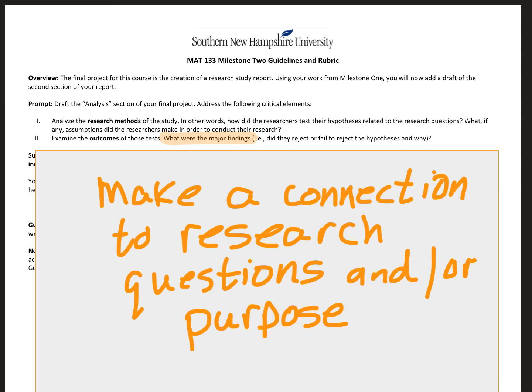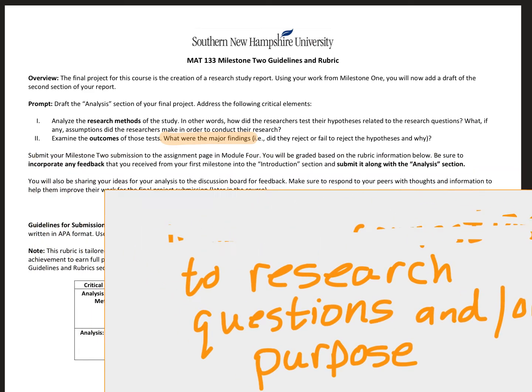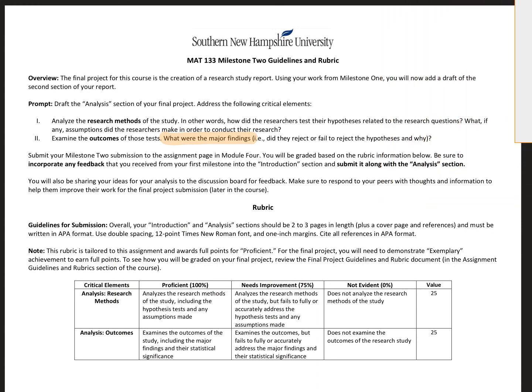So make a specific connection in this paragraph to the research questions and/or the purpose, and just be like, hey, this is what they found out, or these are the answers that they got to this question. Now, you would think that all you need to do is put in words what those connections were. And this part's a little bit tricky because there's one thing you need to keep in mind, and I am going to use the rubric to show this to you.